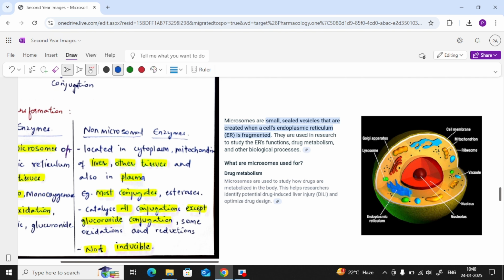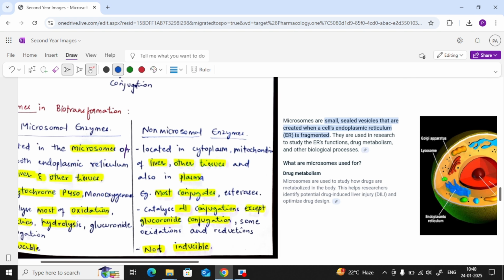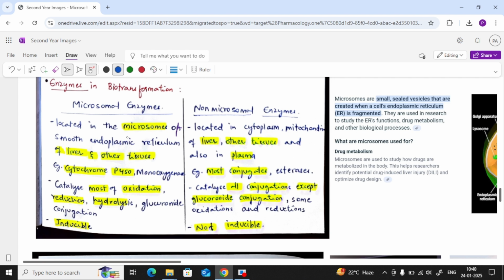This is the diagram of the normal animal cell. These are endoplasmic reticulum. If they are fragmented, we get our microsomes. So they are part of the smooth endoplasmic reticulum. That's what we understand here. If enzymes are located in these smooth endoplasmic reticulum parts, they are microsomal enzymes, and they are located in liver and other tissues.